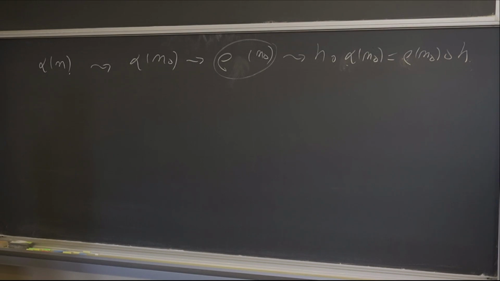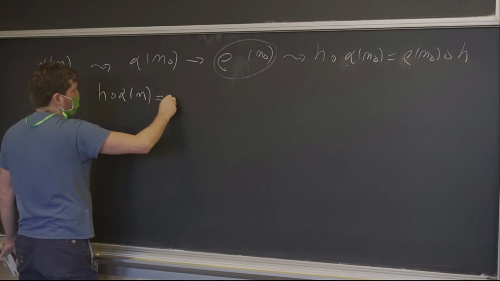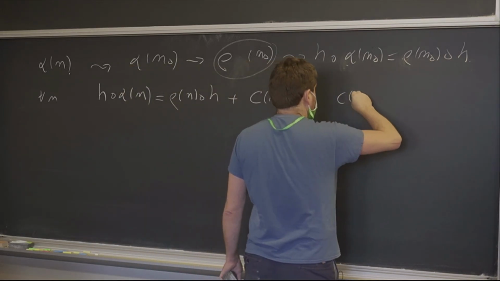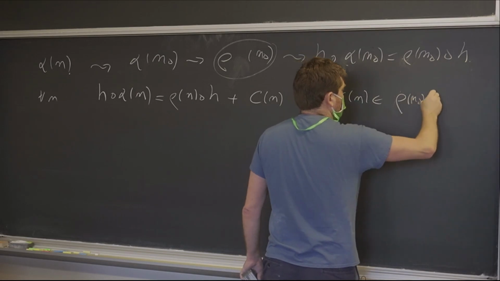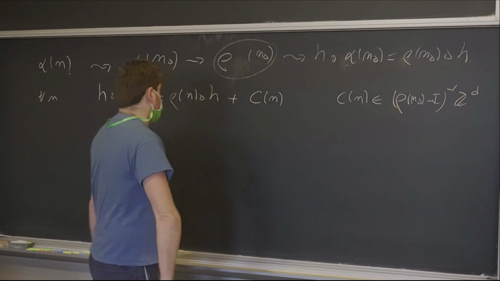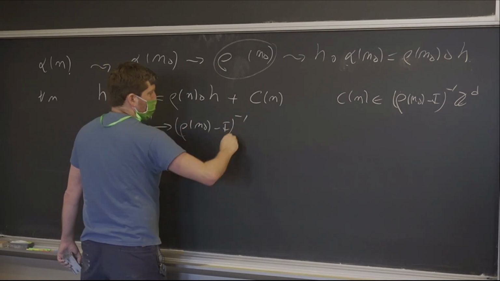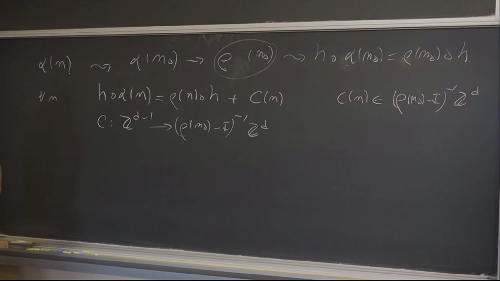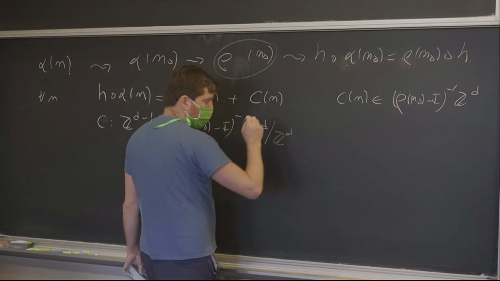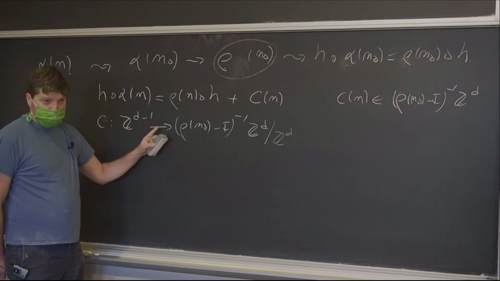So this follows from the first lemma, h is Hölder, and for every other n, I get that h composed with alpha n is rho n composed with h plus some c of n, where this c of n belongs to the image of rho of n naught minus identity inverse of c. Now this is a group, so C goes into here. And actually, I only care about this mod C D. And now C is not a homomorphism, it's a cocycle.